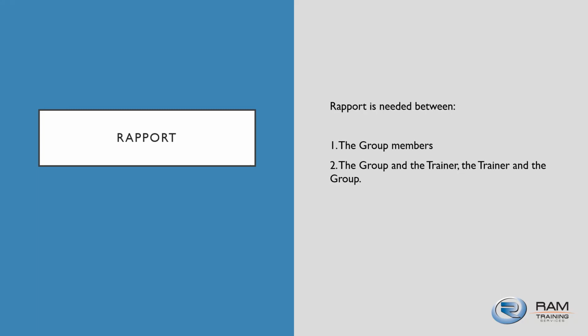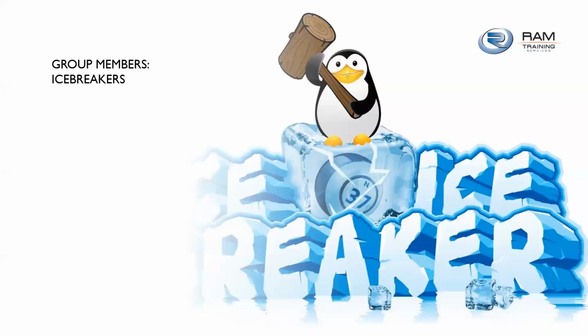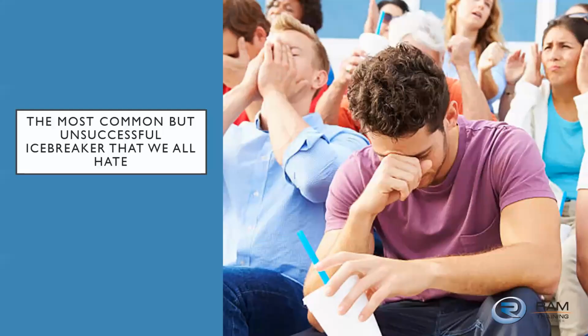So let's jump into it. How do we typically try to build rapport between the group members? Well, we typically try to do it through icebreakers. Now, icebreakers are absolutely fine, and they're a great strategy. But unfortunately, when they are done poorly, they actually have a negative effect on our audience and our training session. And unfortunately, there is a very common icebreaker that is very, very unsuccessful. Hopefully you haven't seen it or been part of it too much.